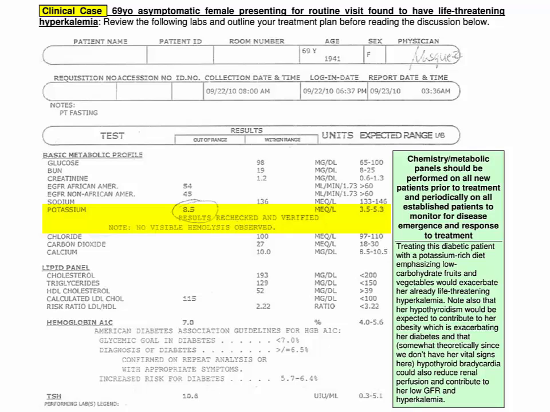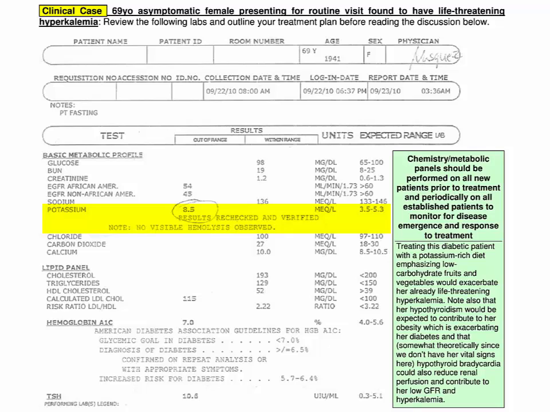Now, sometimes potassium can be elevated in a blood sample because the blood sample may have not been stored or shipped or processed properly. But as you can see from the lab, they rechecked and verified these results, and there was no visible hemolysis. If the red blood cells explode, or lyse, as we say, they release potassium, and that can cause what we consider to be a false elevation of the potassium in the blood sample. But in this case, the lab confirmed that the result was accurate, and they specifically said no visible hemolysis. So we have to believe that this is a reliable result, and we have to act on it.